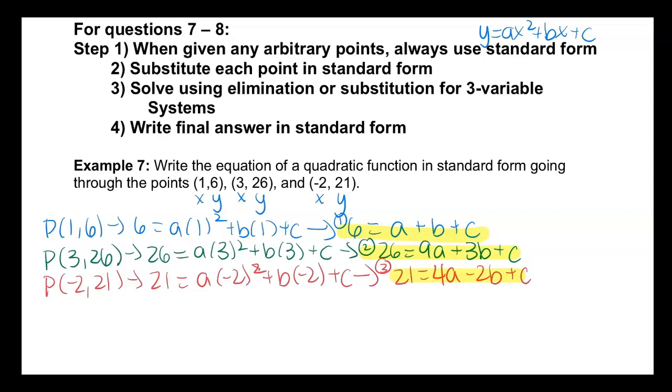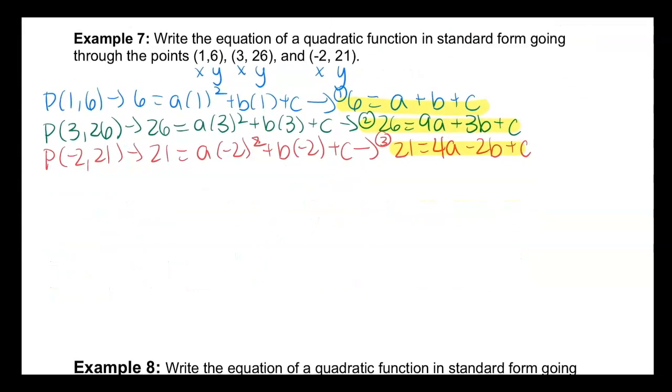I've technically done steps 1 and 2, which is to substitute each point into the standard form, like we just did here. Now we're going to solve by either elimination or substitution for 3 variable systems. In the space we have left, let's see what we can do. If you're looking at these 3 equations, the first thing we need to figure out is what variable we want to cancel. Honestly, c is the easiest variable to cancel. All of them are the same. There's no coefficients in front. All we're going to need to do is multiply by some negatives.